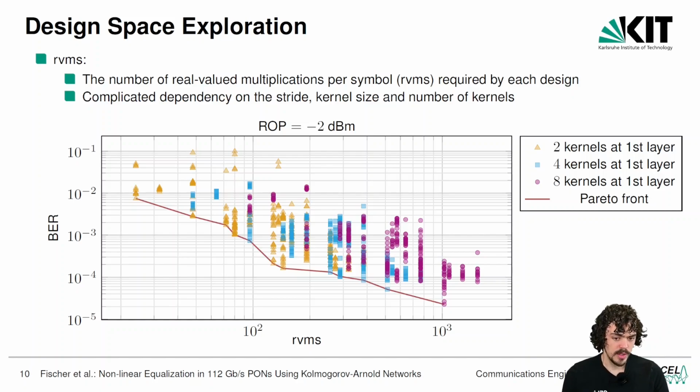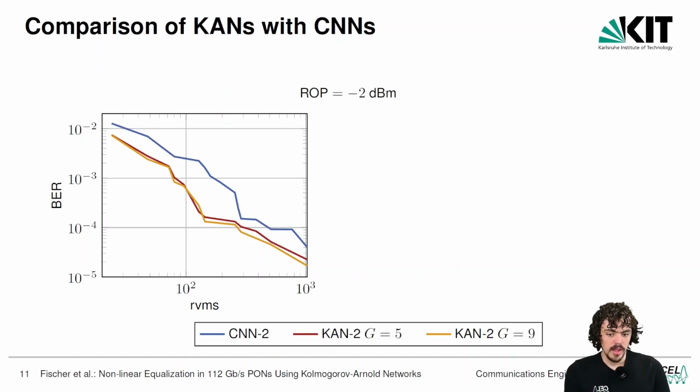And using the Pareto front, we can actually compare different network architectures without taking into account specific design choices. And we do that, for example, to compare a CNN with 2 layers, a CON with 2 layers and 5 grid points, and a CON with 2 layers but a finer grid with 9 points. And we can see that for this application, choosing 5 grid points is sufficient. We also see that there is a considerable gap between the CON and the CNN.